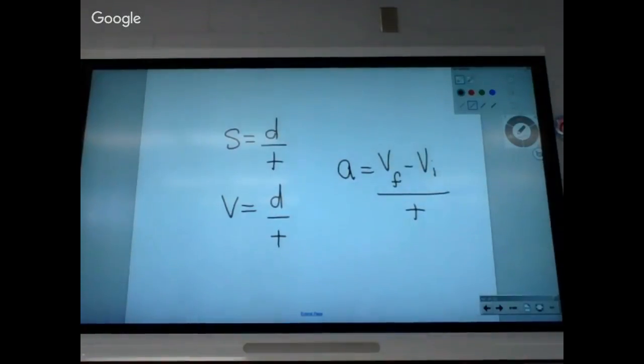Number 7, 13.4 hours. Number 8, a headwind means it's going in the opposite direction. You subtract 330 miles per hour south. Number 9, I gave you no units, so you cannot write a unit on the answer. 16.6. Now you can make up a unit, miles per hour per second, meters per second per second. You can make something up, but I didn't give you one. Number 10, 28 meters per second per second.